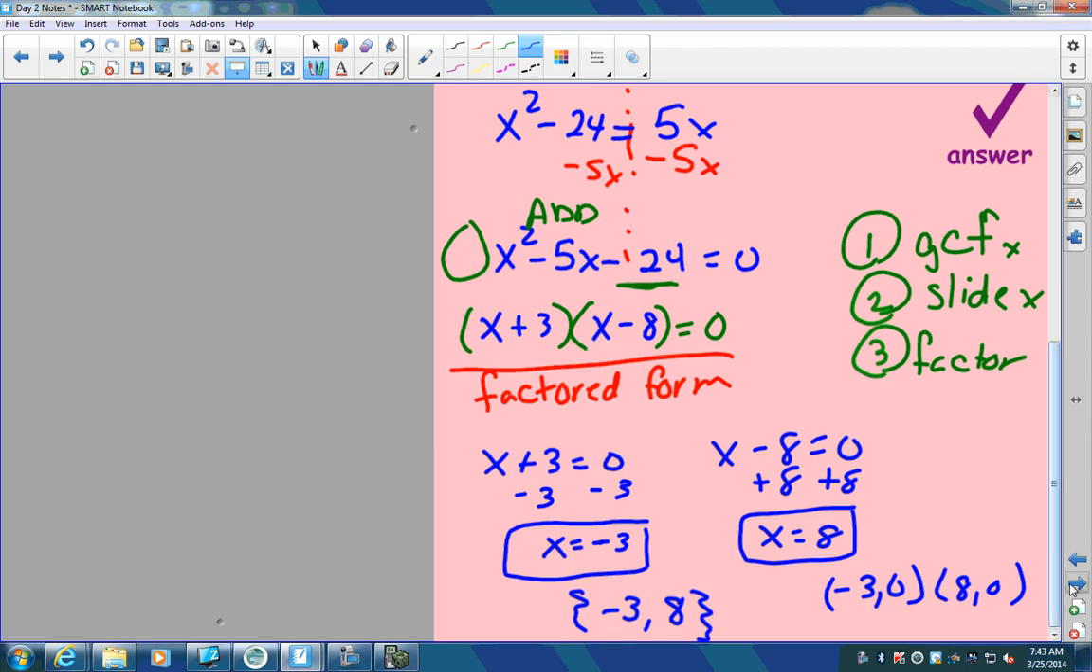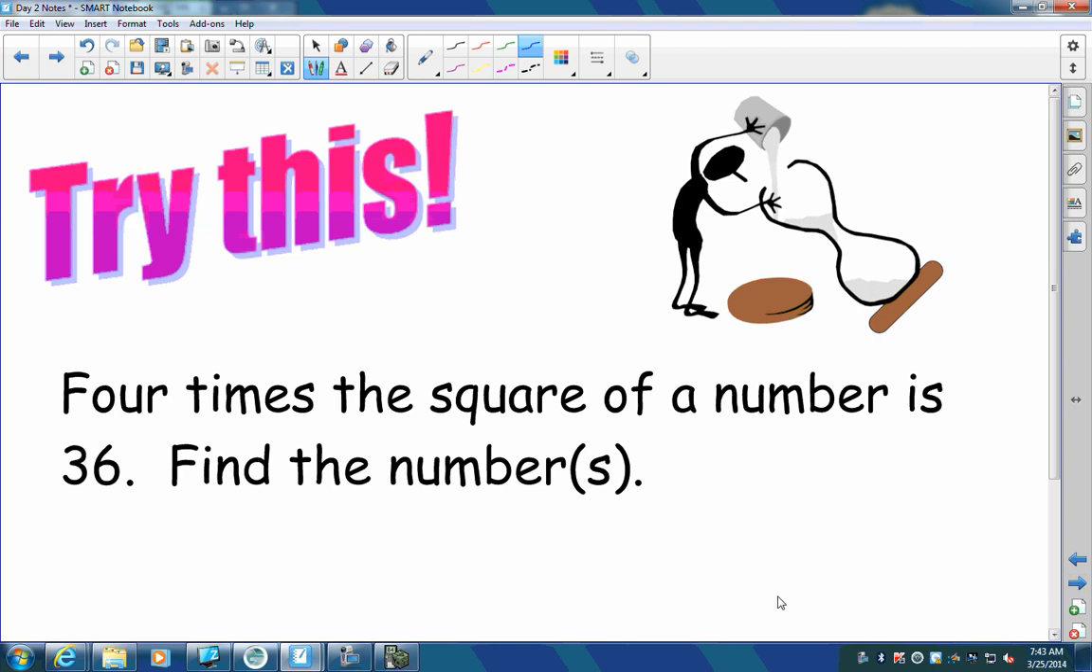All right, let's look at the next one. Write down this one because you want this example so that you can have it to look at. It says 4 times the square of a number is 36. Find the numbers. First, I want you to write down the problem. Then I want us to try and write the equation.